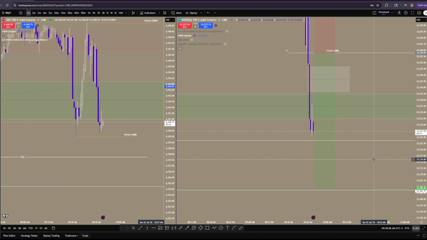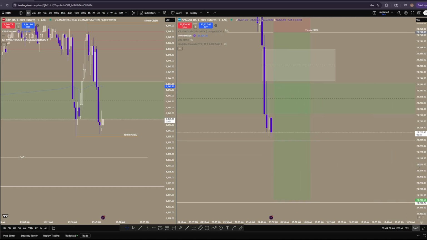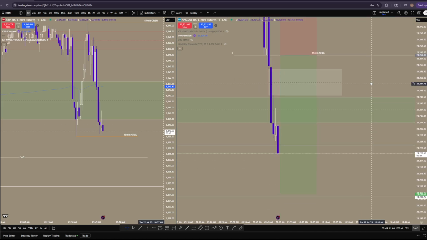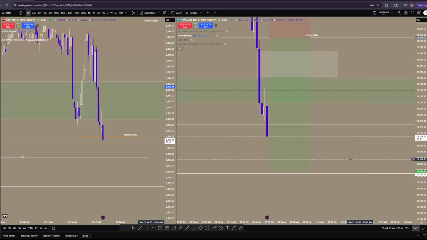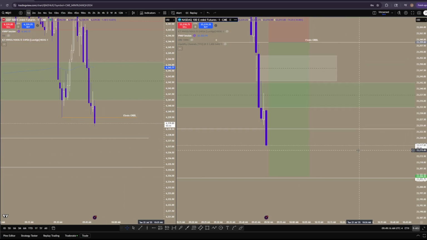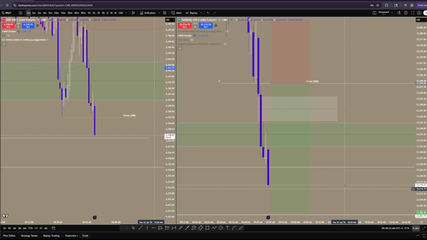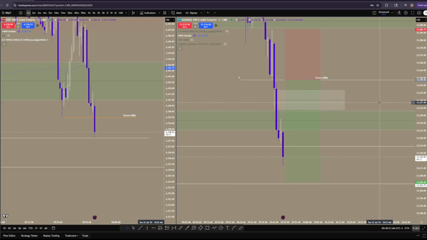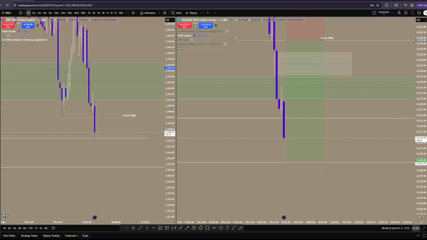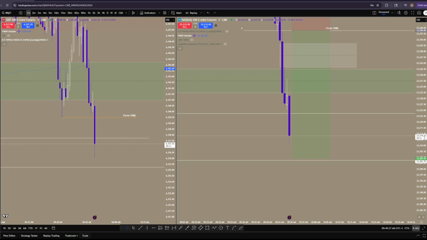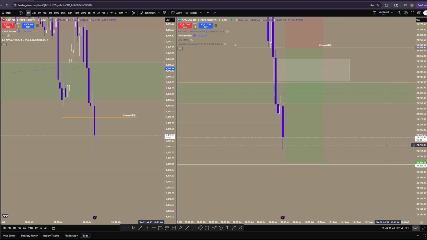Yeah, let's see if we're going to take out this low. Not really getting any retracement right now whatsoever. No retracement. Sellers completely in control of this market right now. So, I mean, if I have to wait till 10 a.m. to trade this, then I will.